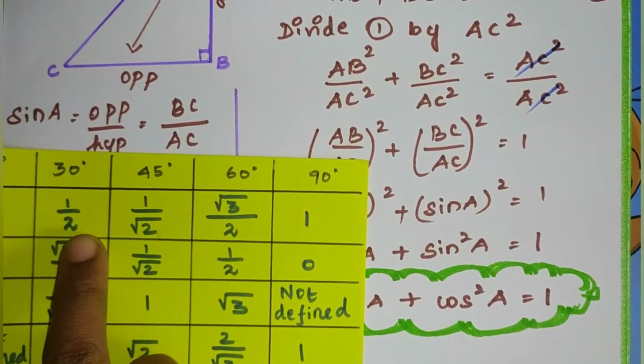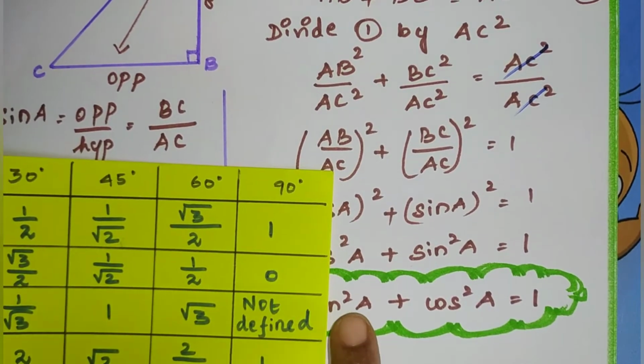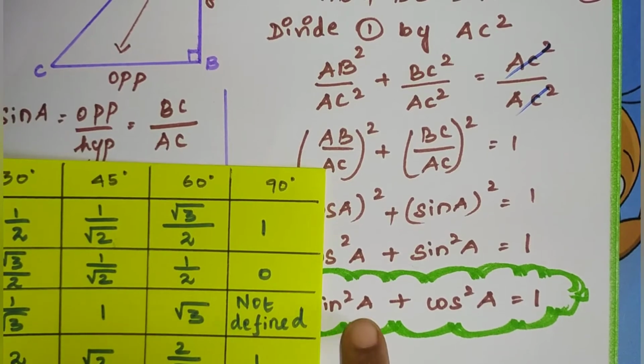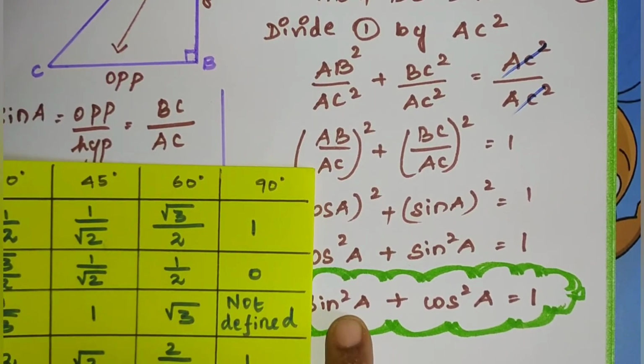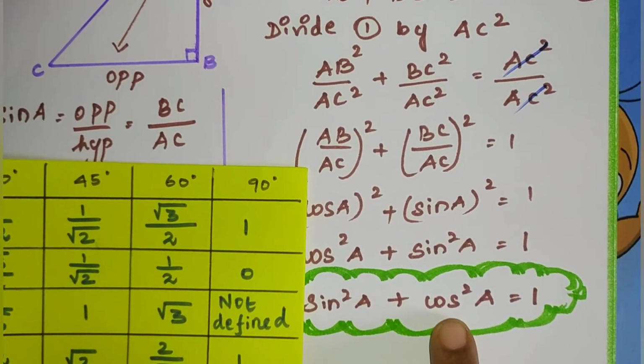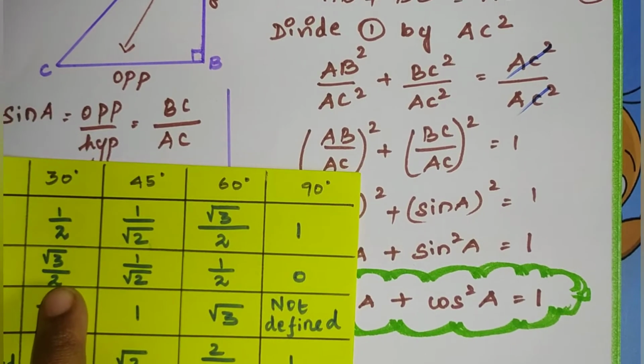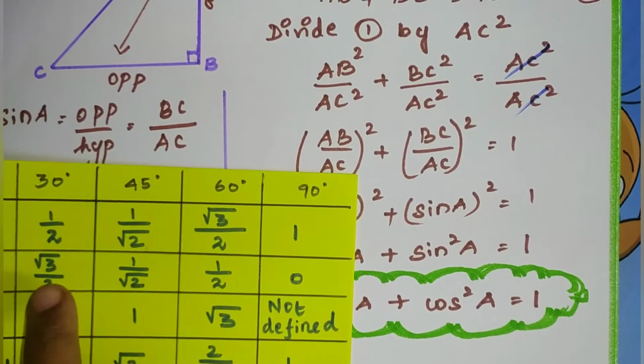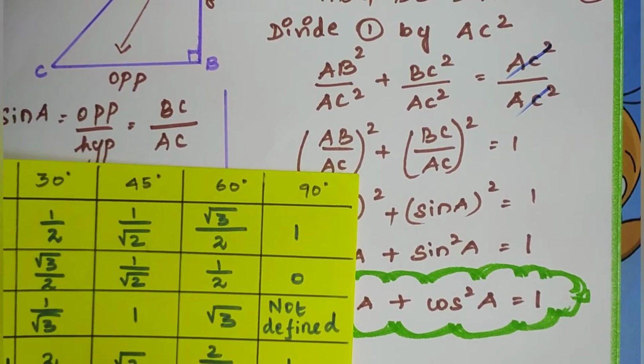Sin 30 degree is 1 by 2. If you square that, what will you get? 1 divided by 4. And then cos 30 degree is root 3 by 2. If you square this, what will you get? 3 divided by 4.